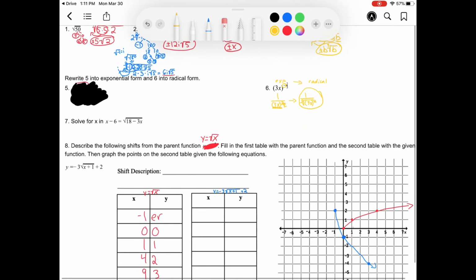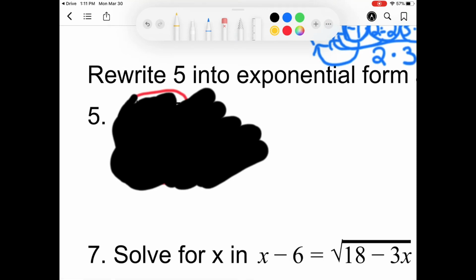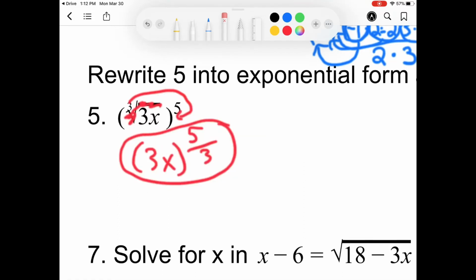So if you will, pause the video and attempt number 5. Number 5 is the cube root of 3x to the 5th, and you're looking for your exponent form. Pause the video, please, and try it. So for number 5, you should have gotten 3x to the 5 over 3 power.